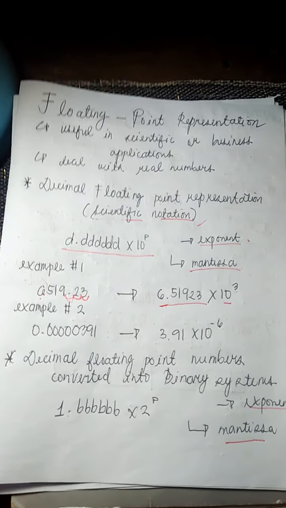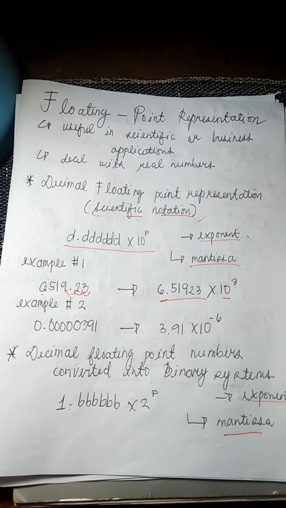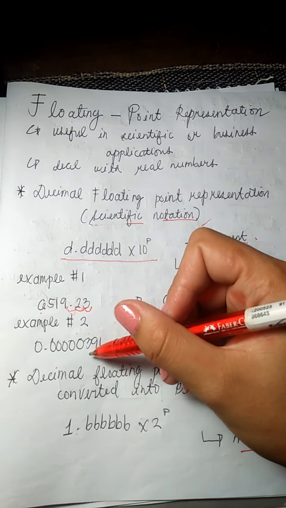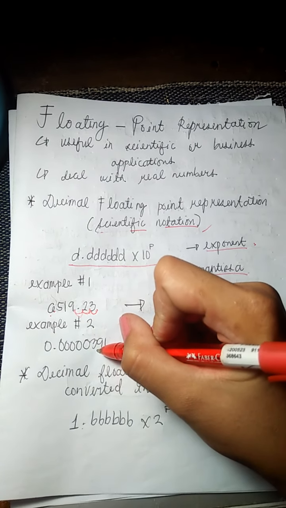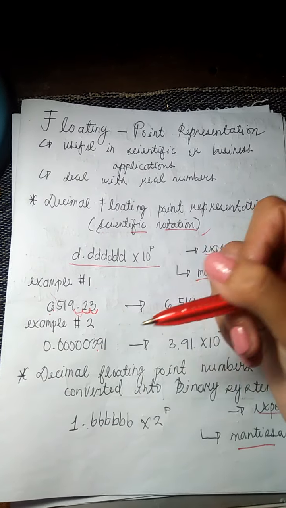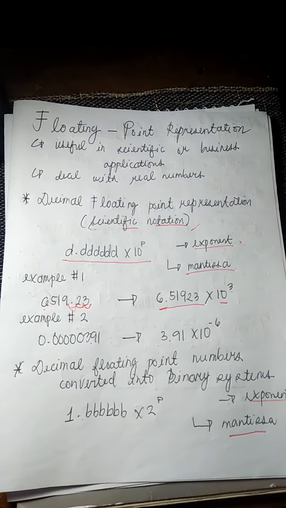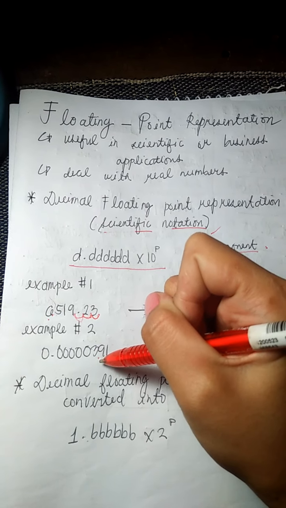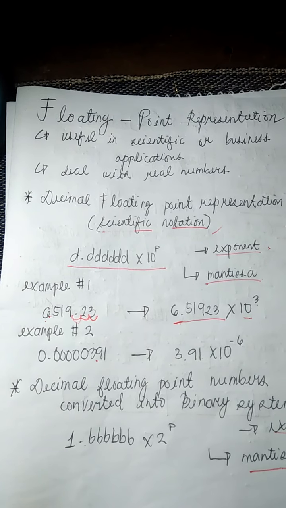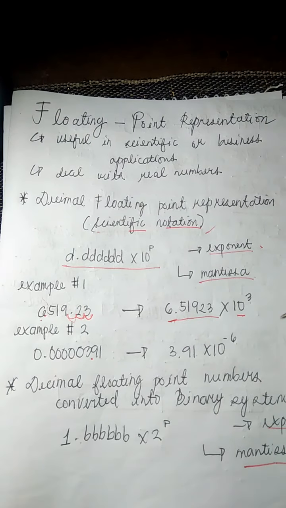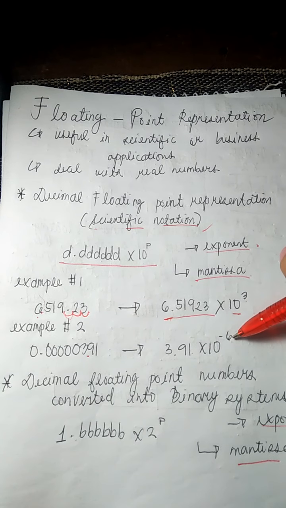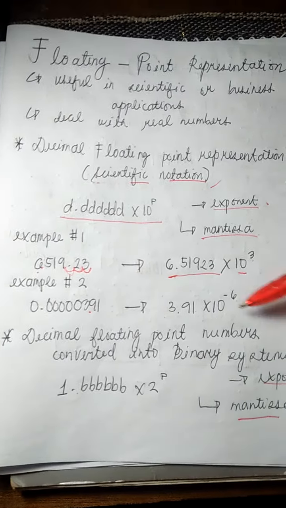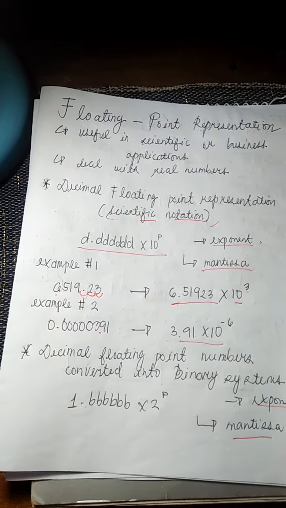Example number 2: 0.0000391. This becomes 3.91. So 3.91 times 10, and then the exponent, since the decimal point moved to the right, is negative, so negative 6.